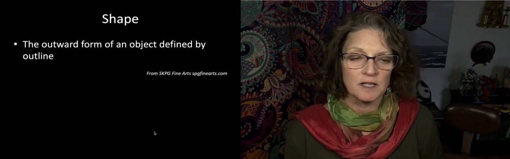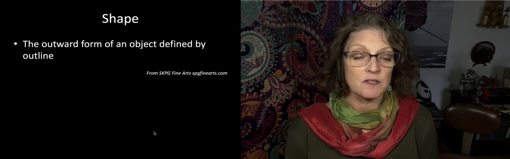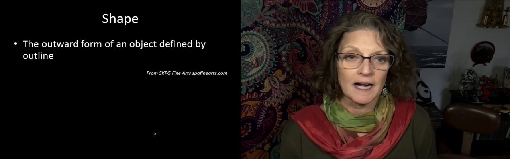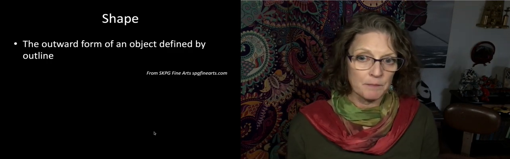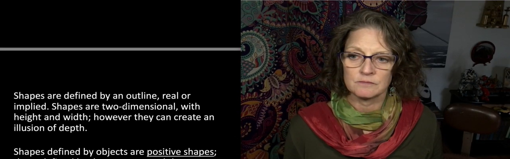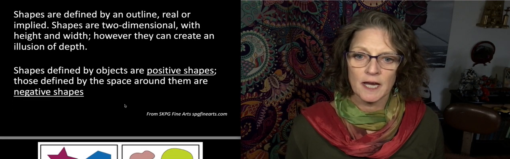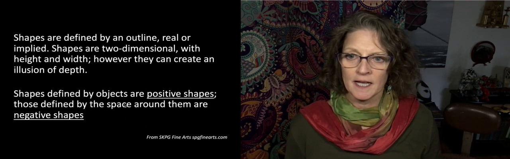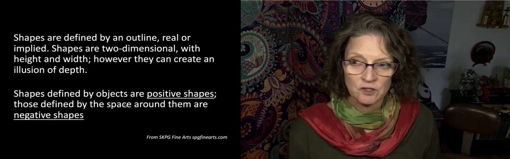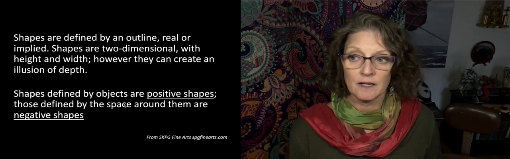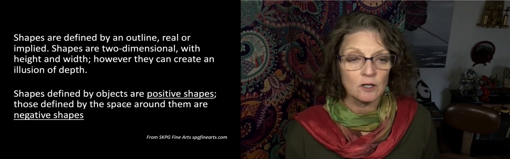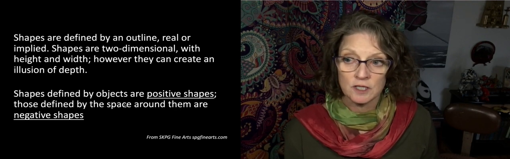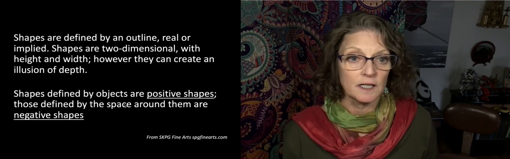The next art element we're going to talk about is shape. So shape is a two-dimensional form. By nature, shapes are flat. The outer form is defined by an edge. Okay, so shapes can be defined by an edge. They are two-dimensional, having only height and width, but they can create the illusion of space or of depth, as I will show you.